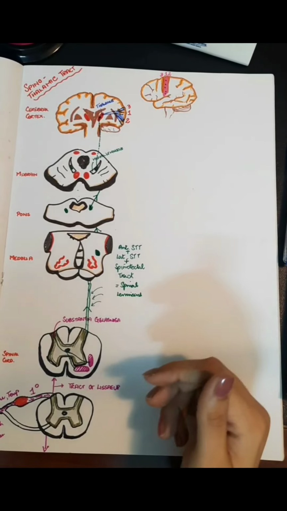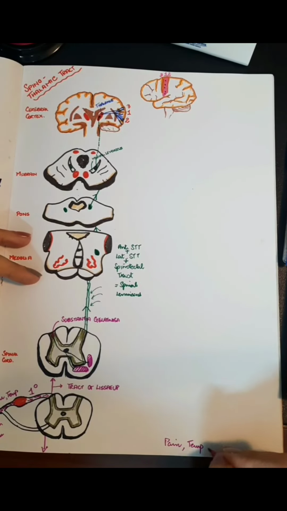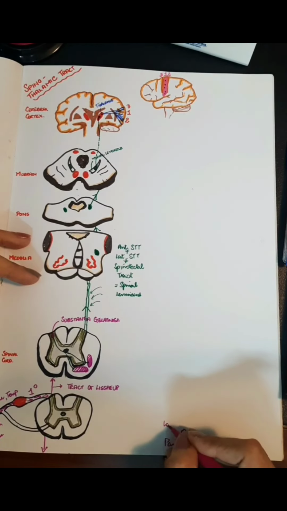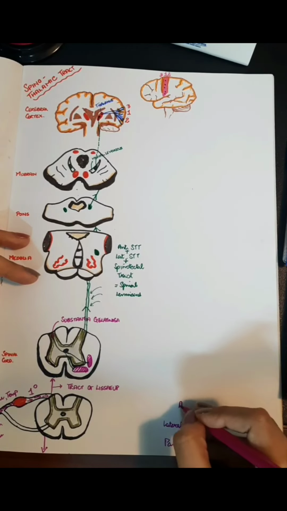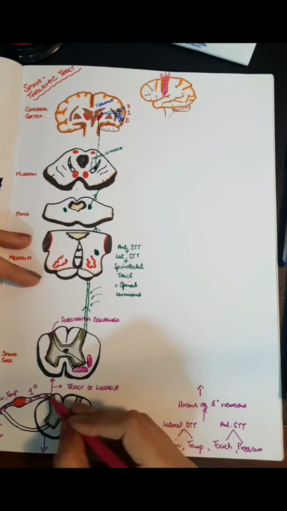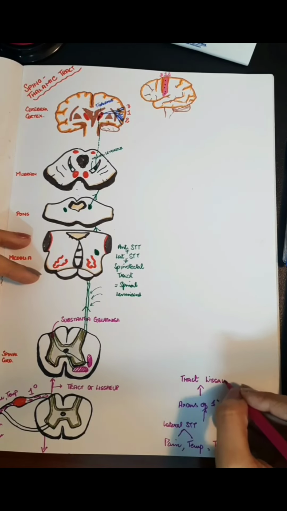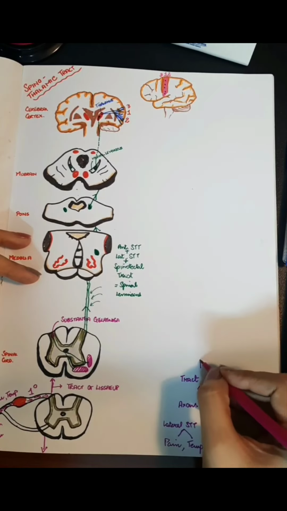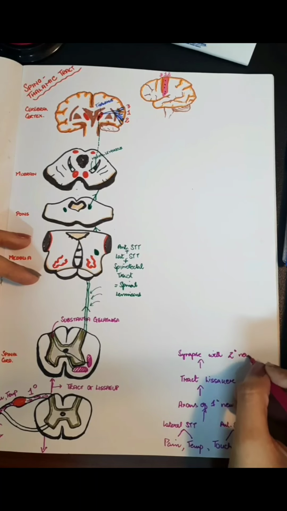So just to quickly recall the pathway of the spinothalamic tracts, we started with the sensation of pain, temperature, touch and pressure. These two modalities are carried via the lateral spinothalamic tract, and these two via the anterior spinothalamic tract. The axons of the first order neurons ascend and descend for one or two segments of the spinal cord, forming the tract of Lissauer, which is this one. After doing so, finally they synapse with the second order neurons in the substantia gelatinosa.